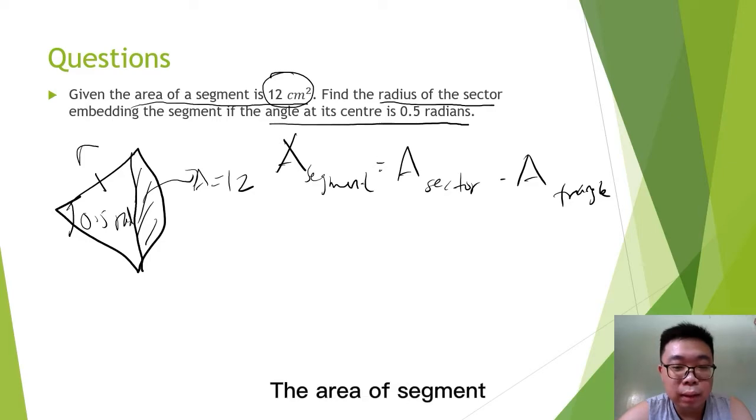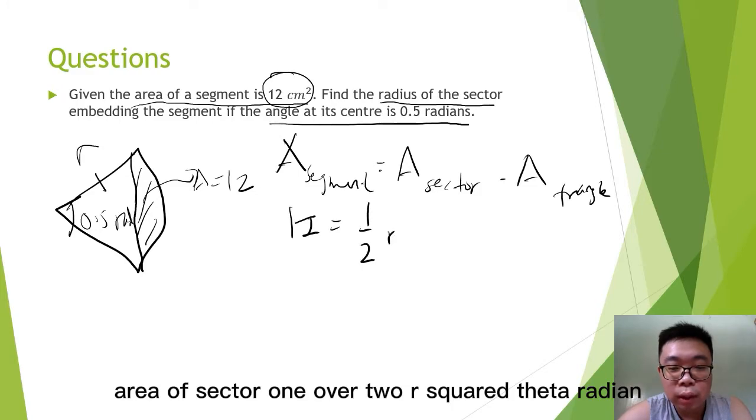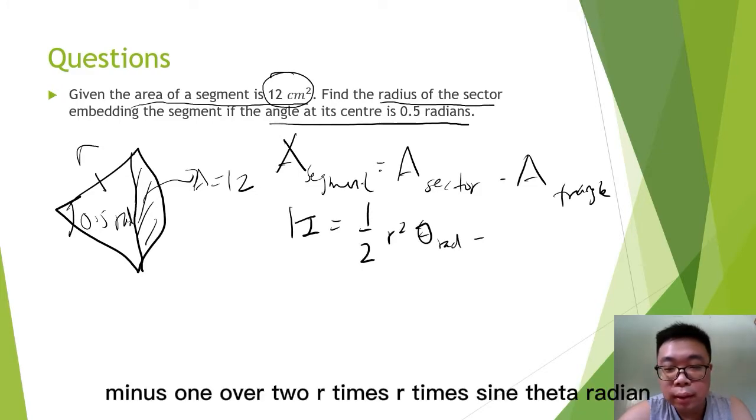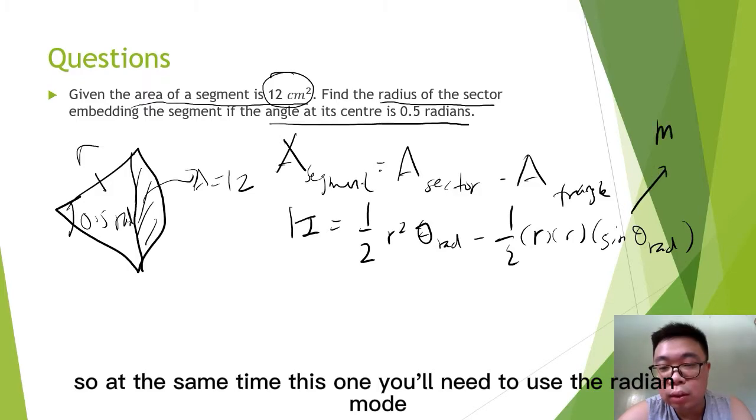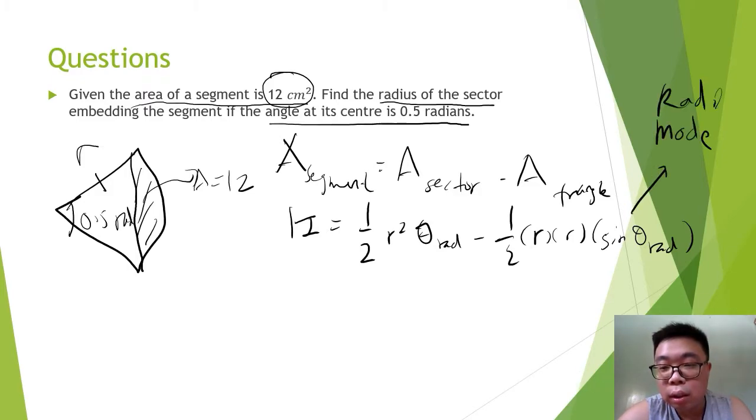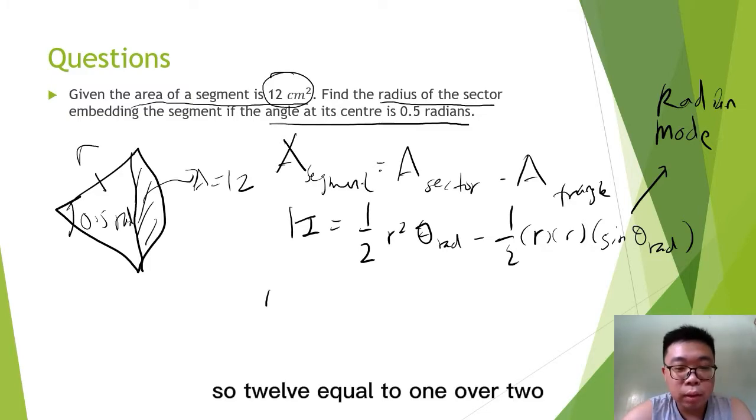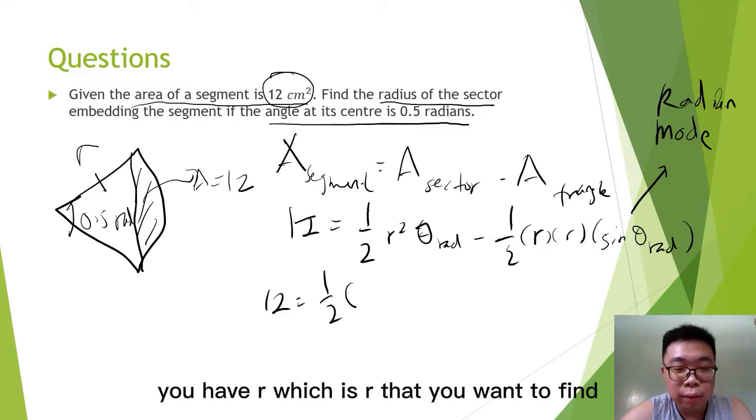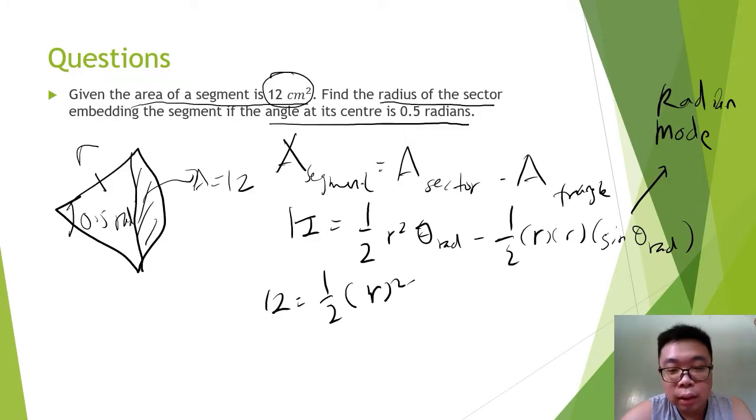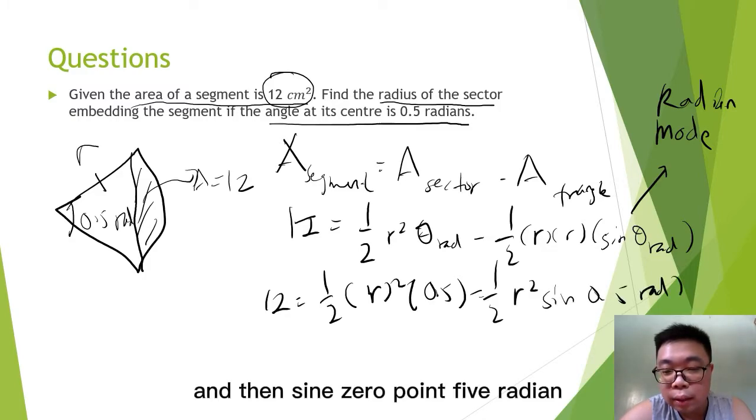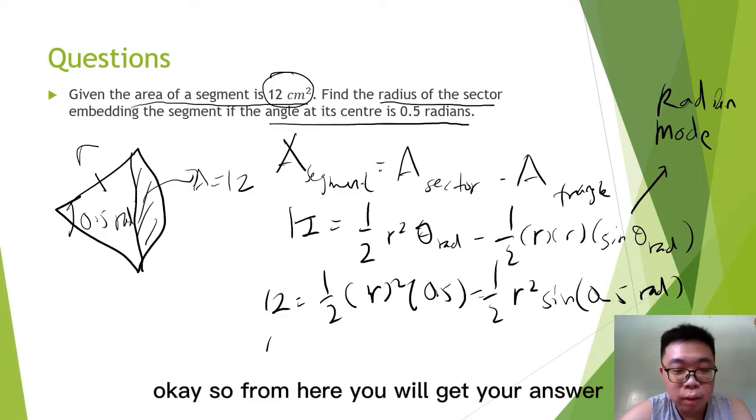Okay, so we are going to build this formula. The area of segment is 12 equal to area of sector, 1 over 2 r squared theta radian, minus 1 over 2 r squared sine theta radian. So at the same time, this one you need to use the radian mode. Okay, we are going to calculate this one. So 12 equal to 1 over 2, you have r, which is r that you want to find. Theta radian is 0.5. 1 over 2, r times r is r squared, and then sine 0.5 radian. Okay, so from here you will get your answer.